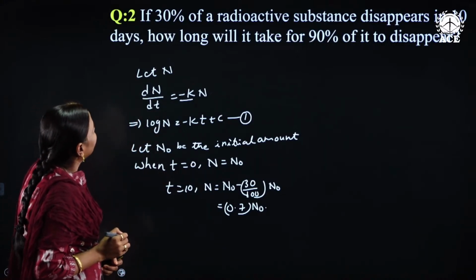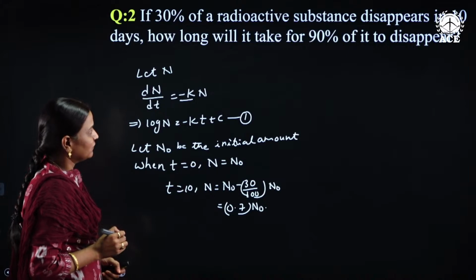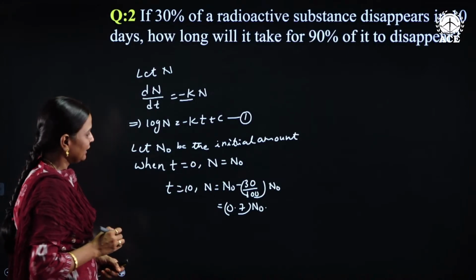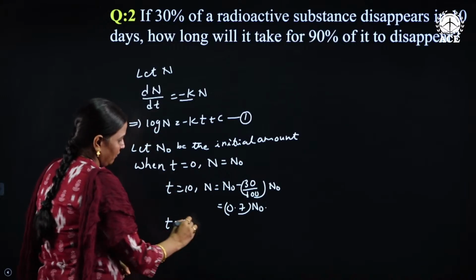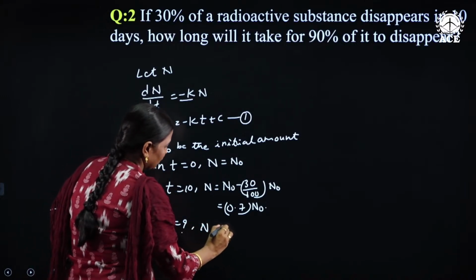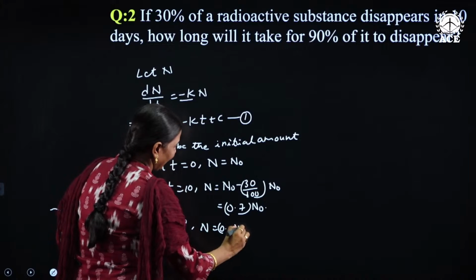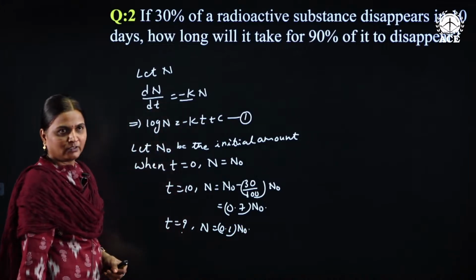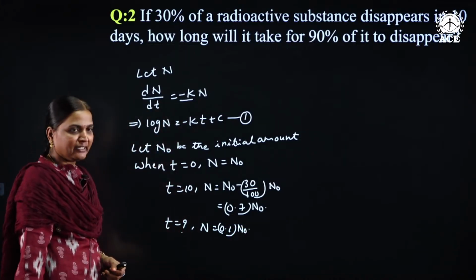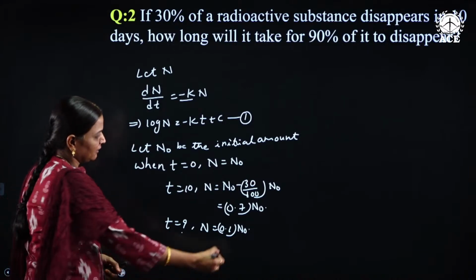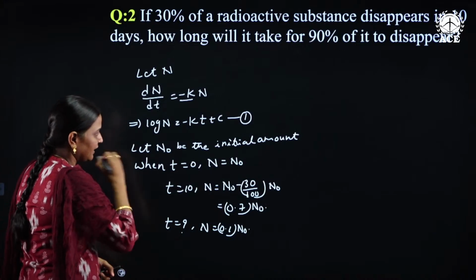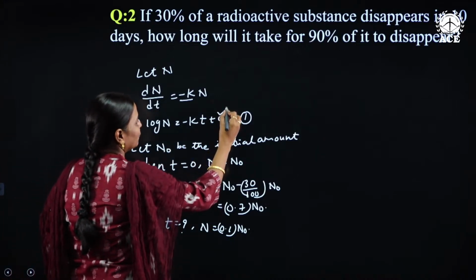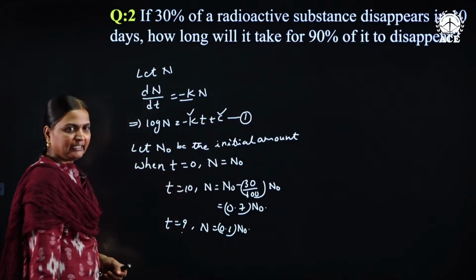Next, what we have to find? How long will it take for 90% of it to disappear? Here also we have to calculate T when N is equal to 0.1 into N naught, since N naught minus 90 by 100 into N naught is 0.1 into N naught. Now using these three conditions, find the two unknown constant values C and K.